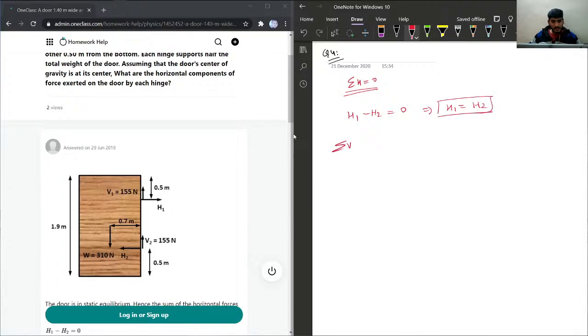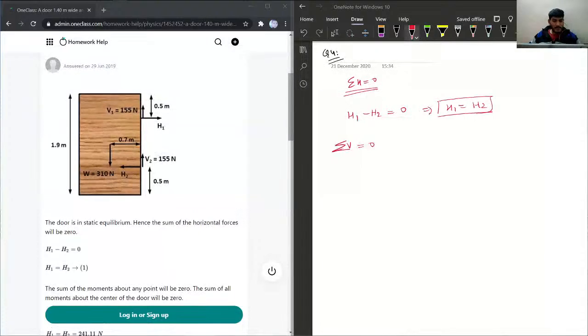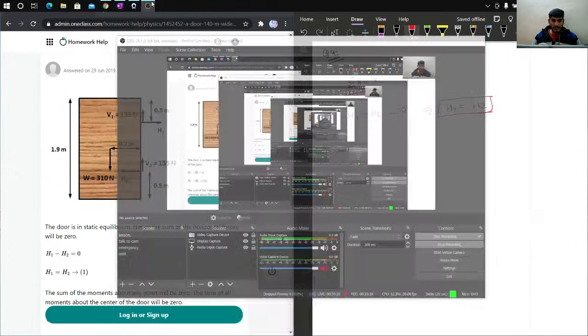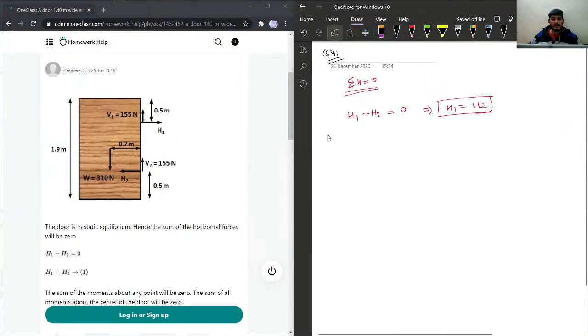Then we'll use static equilibrium. I think we'll be using moment here. In the case of static equilibrium, the moment about any point will be 0. I'll just cross check. Yeah, the moment about any point is 0. So the summation of moments about CG will be 0.